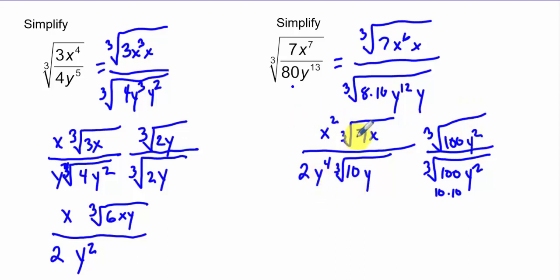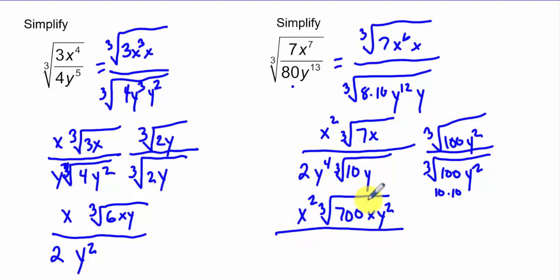So again, we look and I've got a 7 and a 100 to multiply. Neither of those have perfect cubes in them, so my product won't have a perfect cube in it. So I've got x squared. I know that's going to be under the root as well. And a y squared, that's going to be under the root because there's no perfect cubes. So I'm just multiplying together 700 x y squared.